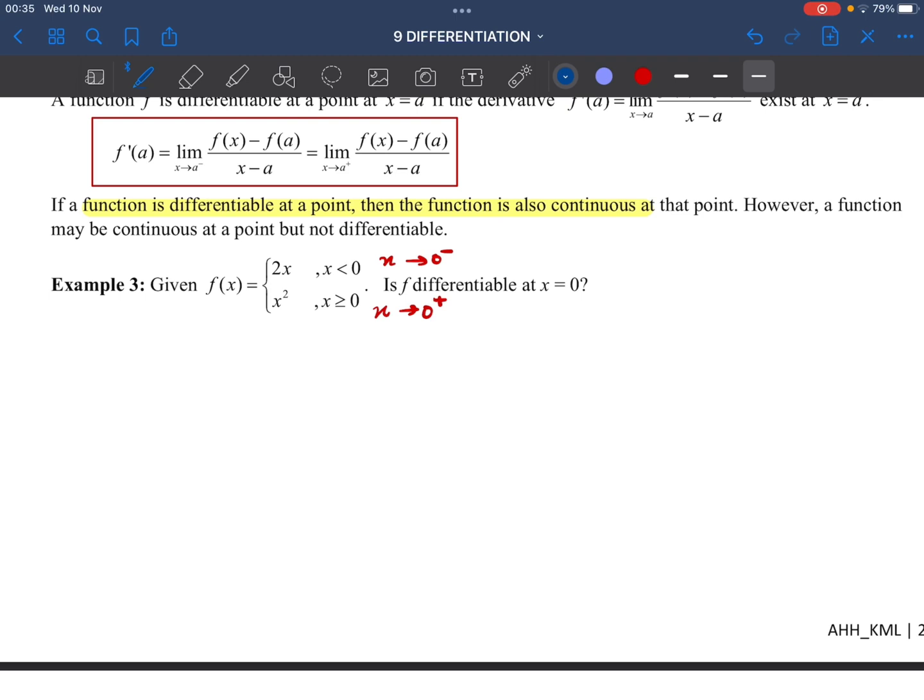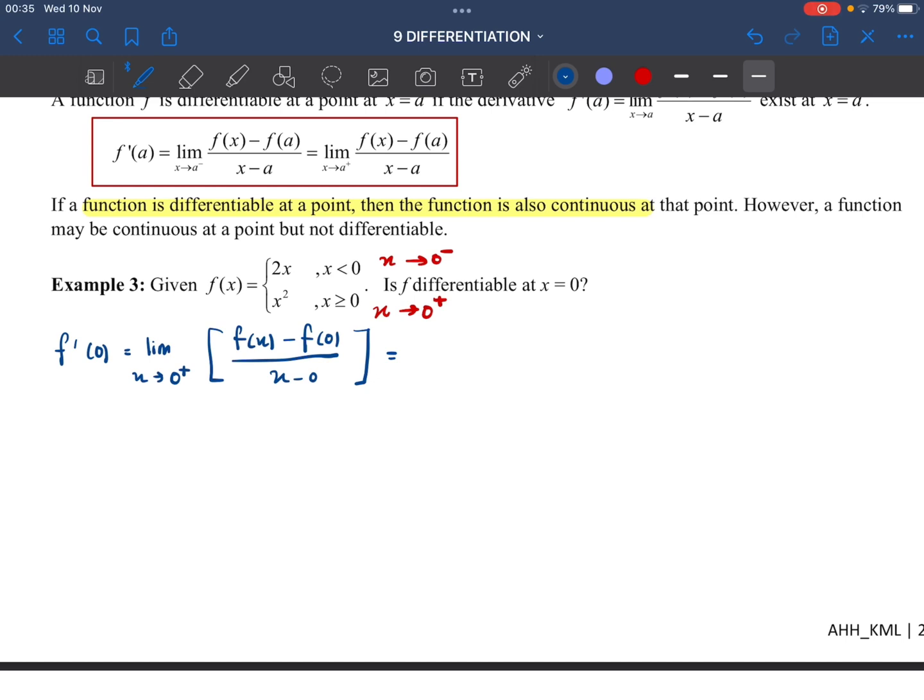Kind of look like a first principle formula. Cuma bezanya kat sini kita tak ada f(x plus h). Okay, we have f(x) minus f(a) over x minus a. So we have f prime a. So our a here is 0. Is equals to, we want to find first limit x approaches to 0 from the right. So the formula is f(x) minus f(0) over x minus 0. So that's the formula.